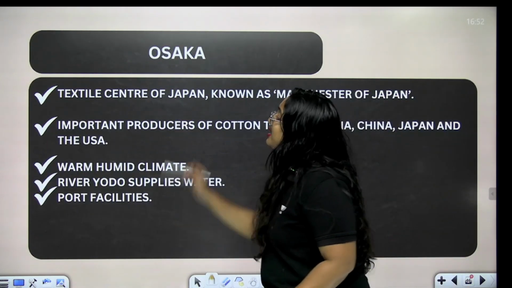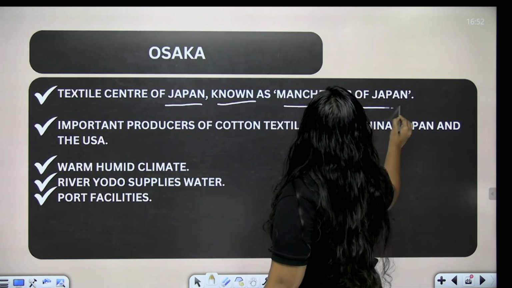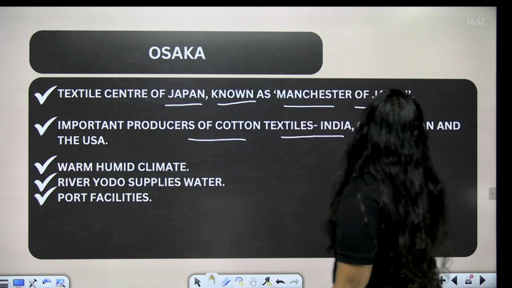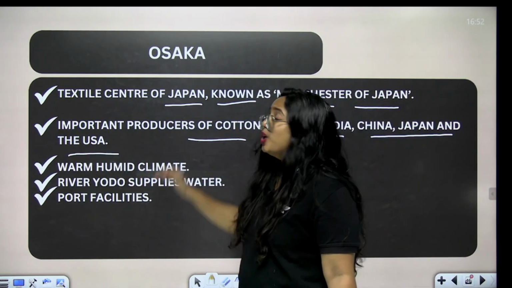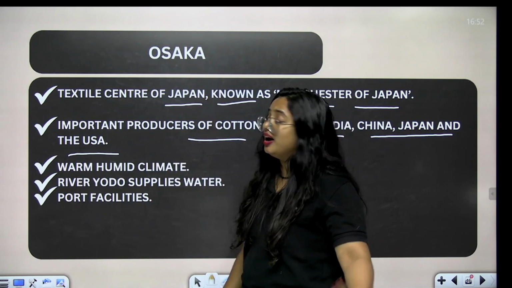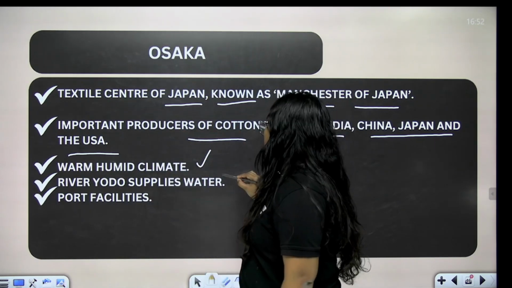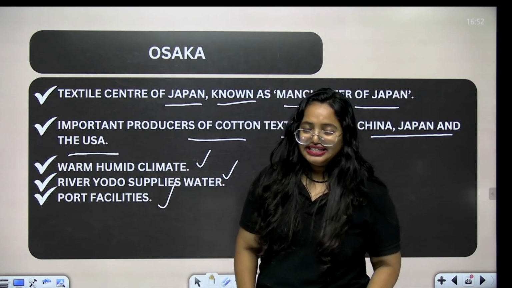Osaka is a textile center of Japan. This is known as the Manchester of Japan, and important producers of cotton textiles are India, China, Japan and the USA. What are the basic reasons why this is concentrated in Osaka? Because this area has a warm, humid climate, the river Yodo supplies water, and there are multiple port facilities too.